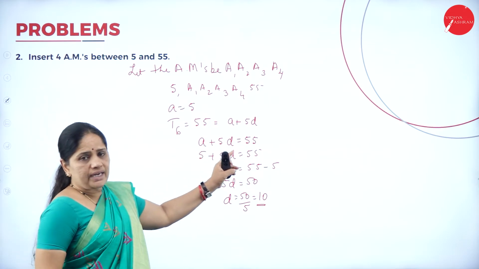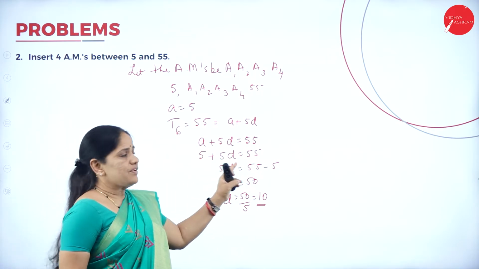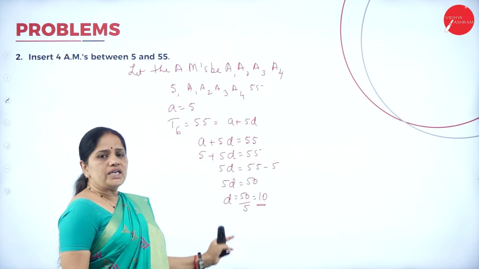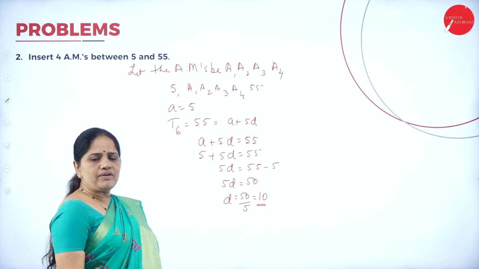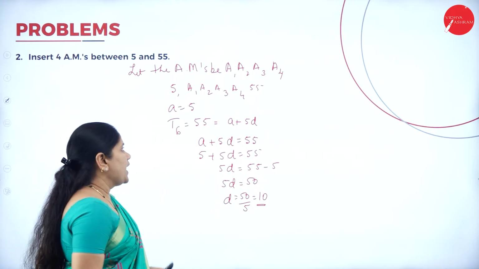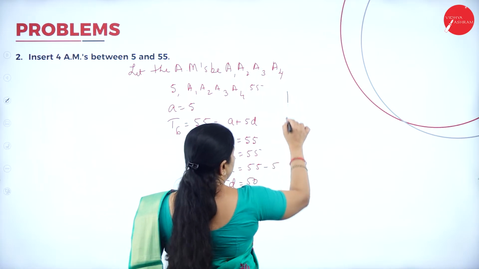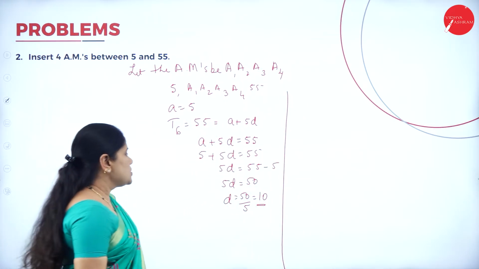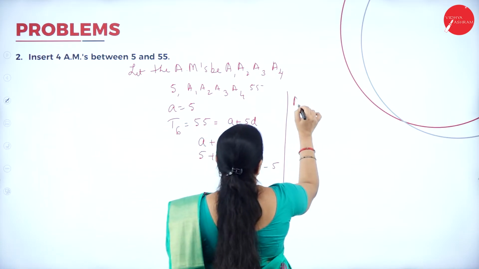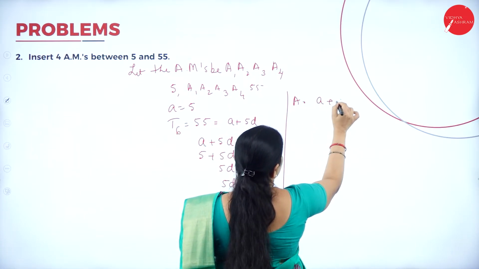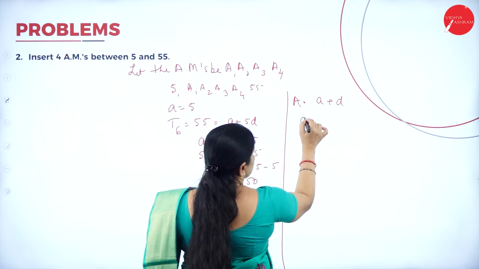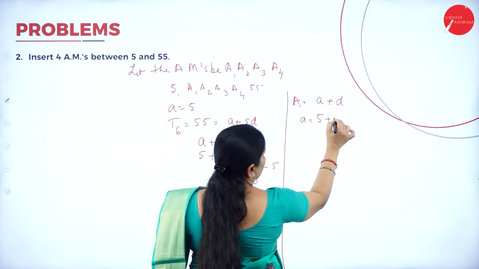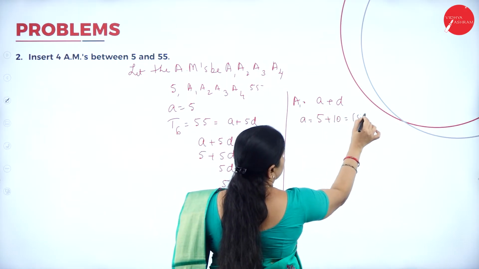So A plus 5D equals 55. 5 plus 5D equals 55. 5D equals 50. D equals 50 by 5. That is 10. Now we have to find A1, A2, A3 and A4. So A1 will be equal to A plus D. So this will be equal to 5 plus 10, that is 15.